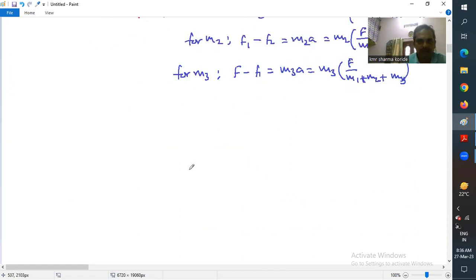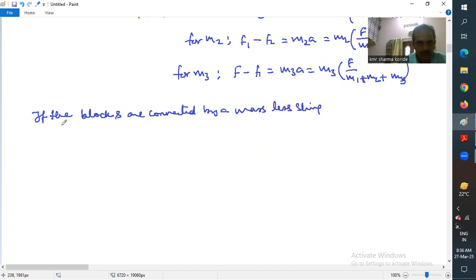Suppose the blocks are connected. This is another case: blocks connected by a massless string. So instead of contact force, you have to talk about tension. Tension is the reason for the motion of either block. Okay, let us discuss two blocks connected.